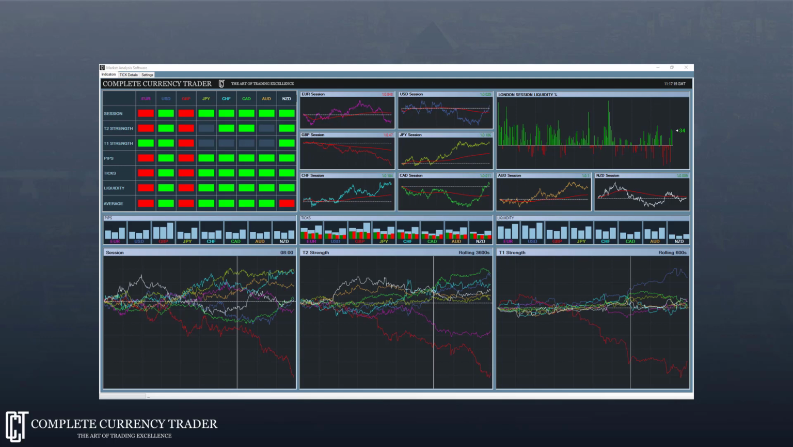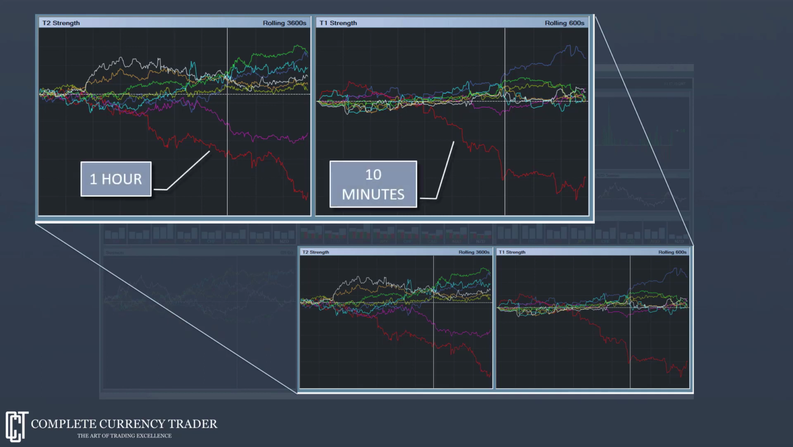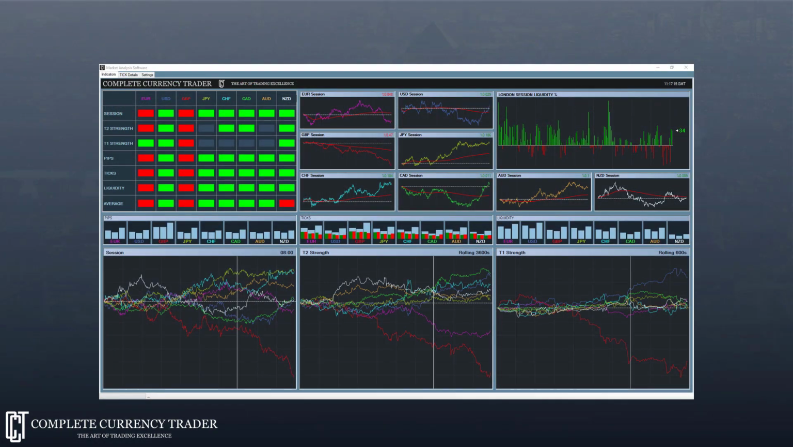You might want to compare today against the longer term trends, in which case you may set the other boxes to look at higher time frames like days, weeks or months. Or if you're particularly short term focused, you could set these to look at something like the last hour and the last 10 minutes to give you an intraday perspective. It's up to you and how you trade.